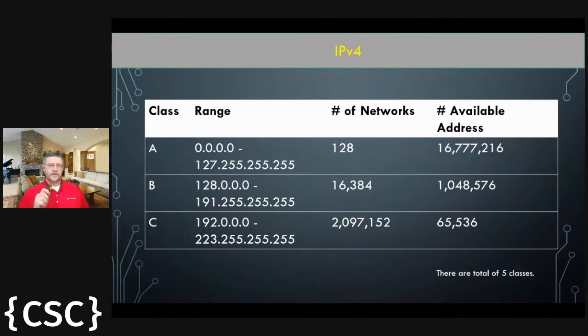So notice what we're saying is that with class A, we have a smaller number of networks, 128, but 16.7 million addresses available. If we go to a class B, 16,384 networks, with just over 1 million available addresses. Class C, so with my example, 192.168.0.10, that was a Class C address.